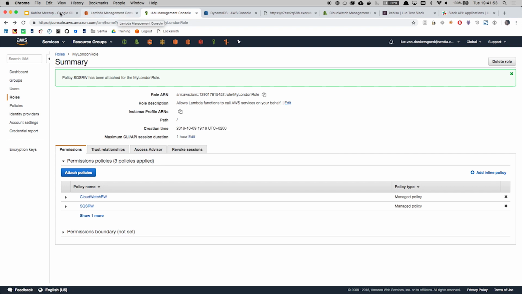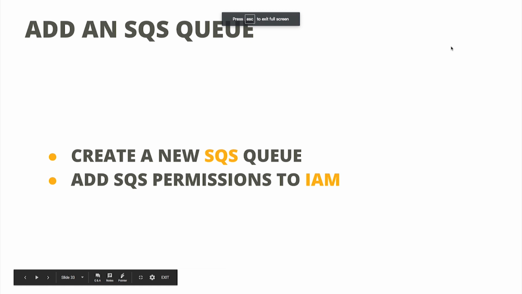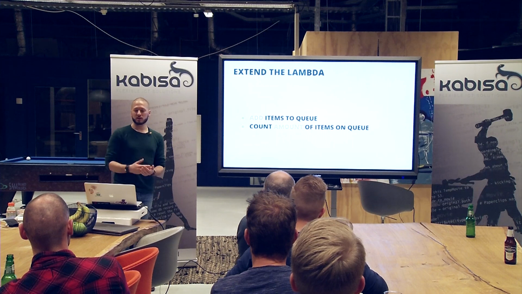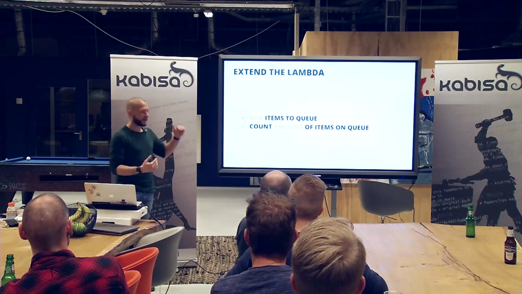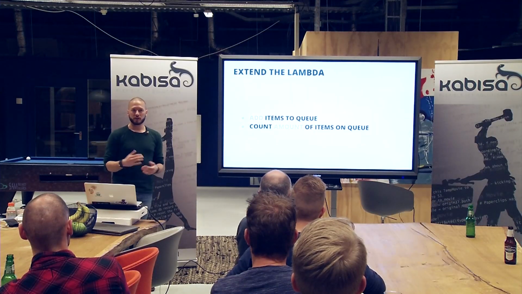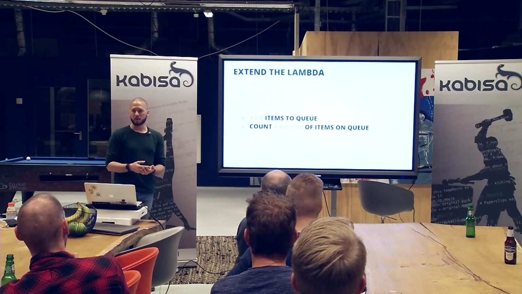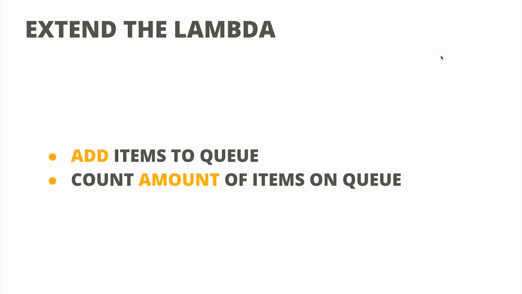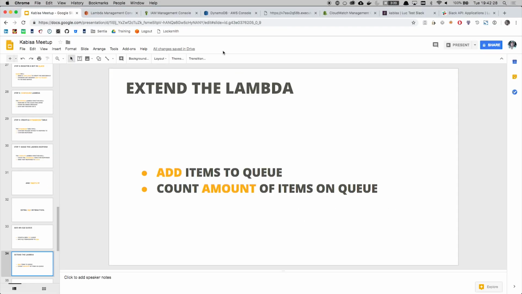Then let's look at the slides again. Next step to take is to extend the Lambda. So what we wanted to do is, from Slack, add an item to the queue and count the amount of items on the queue. Take it again from the example of a build pipeline. Maybe you want to know how many items are in the queue for your build pipeline. It's a common thing to request, but you also want to be able to add new items to the pipeline. So that's the two things that we're going to let it do.